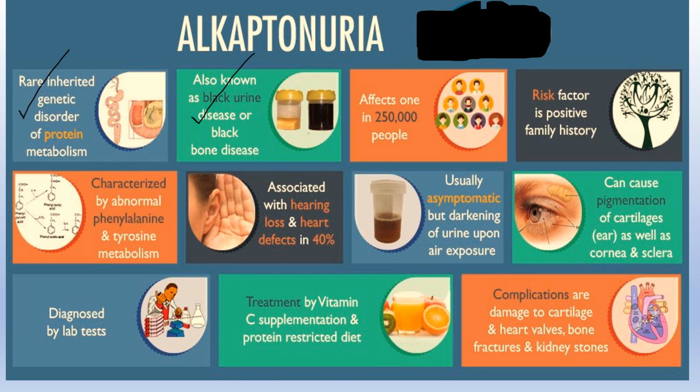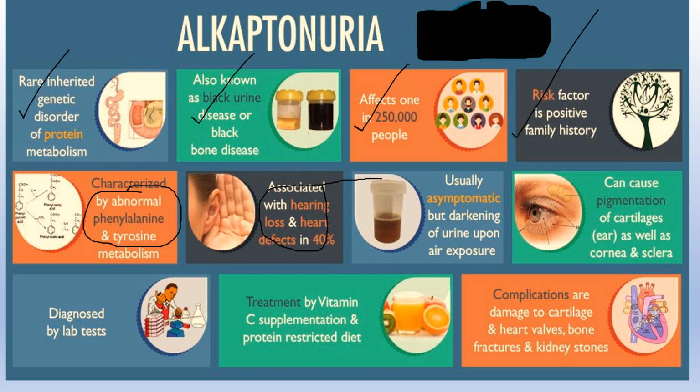It's quite a rare disorder with a prevalence of up to 1 in 250,000 people on an average. The risk factor is a positive family history, as it is an autosomal recessive disorder. And as previously mentioned, it is characterized by abnormal phenylalanine and tyrosine catabolism and is associated with hearing loss or defects in the heart in 40 to 60% of the patients.